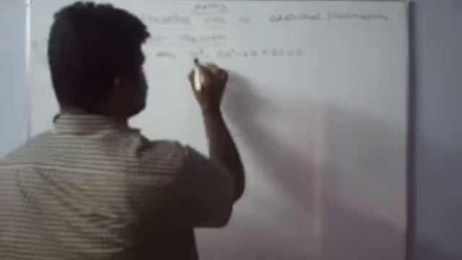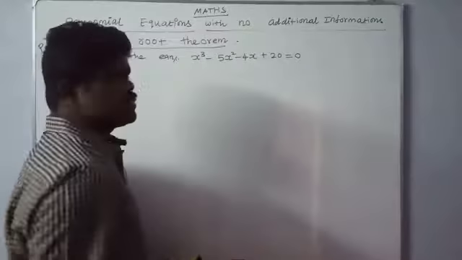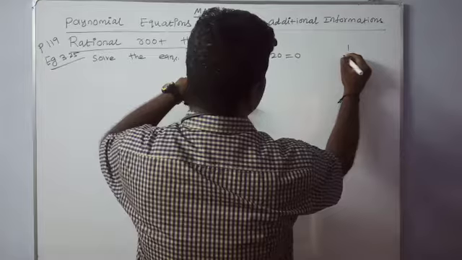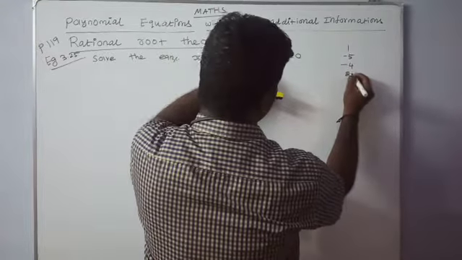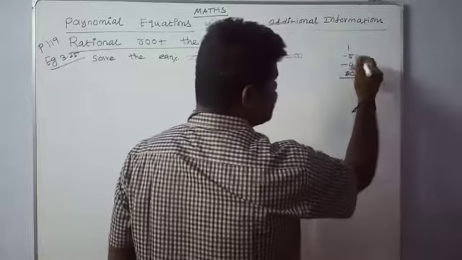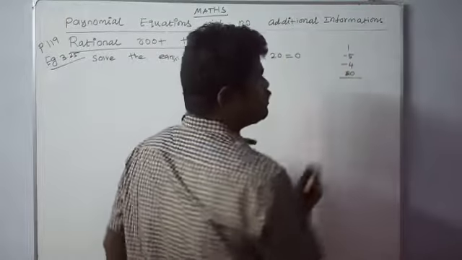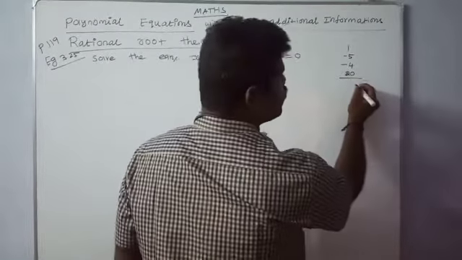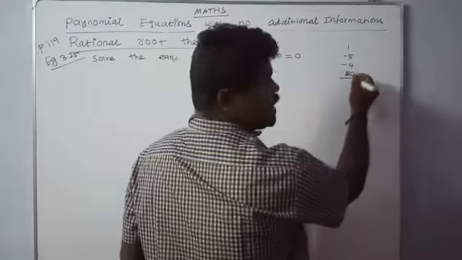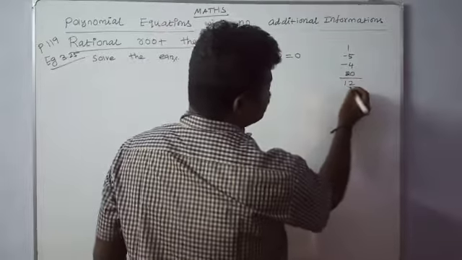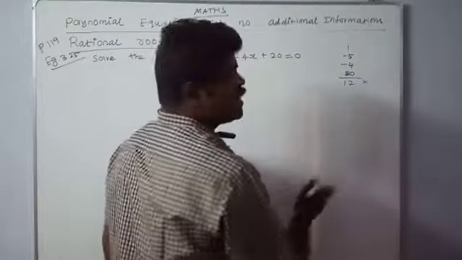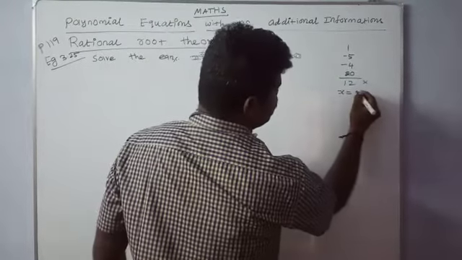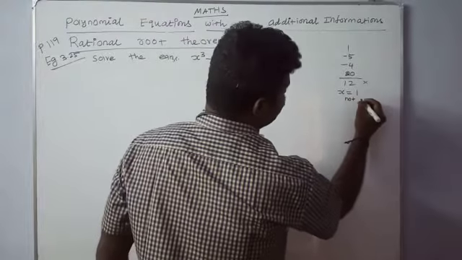First of all, we add these coefficients. What are the coefficients? 1, minus 5, minus 4, 20. Minus 9 plus 21 is 12, so the sum is not 0. There is no 0, because x equal to 1 is not a root.